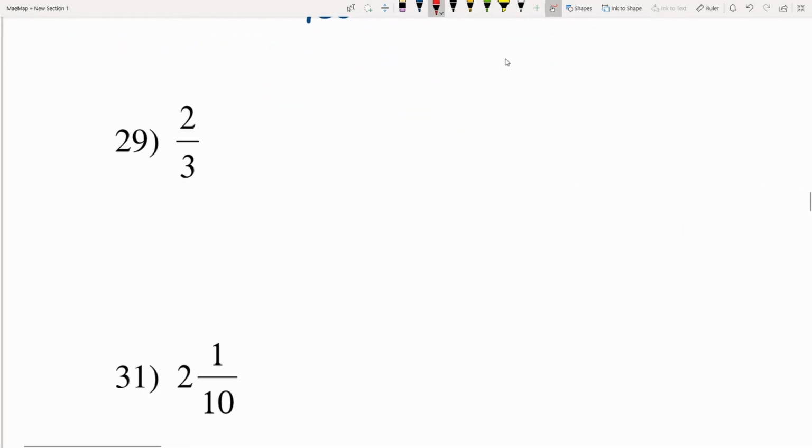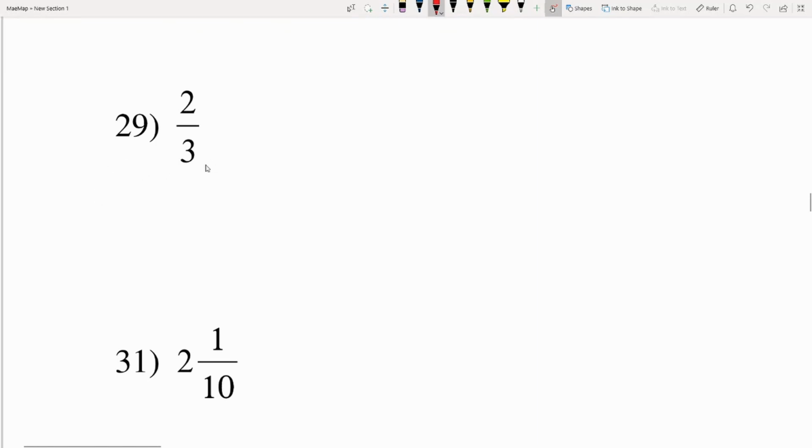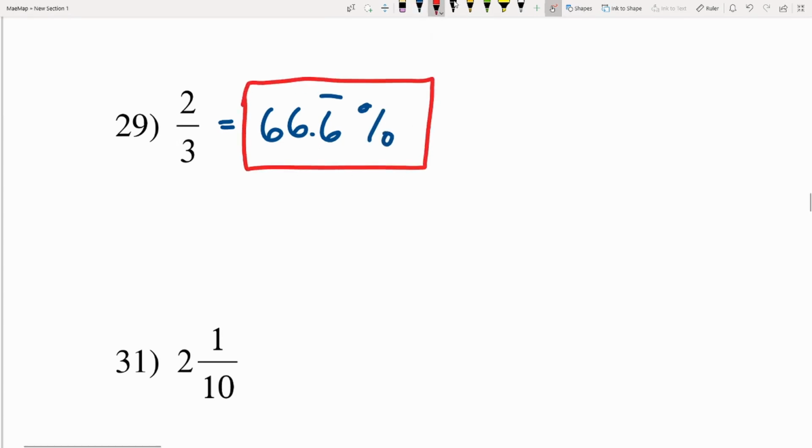In number 29, we have 2/3. Now I remember from above that 2/3, if you look back up at number 22, was 66.6 repeating percent. So I already know my solution in number 29. However, let's think about how many times 3 goes into 100. Well, if I have 100 and I divide it by 3, some more long division, so if you need the practice, slow this video down or try it on your own at first and double check with my work.